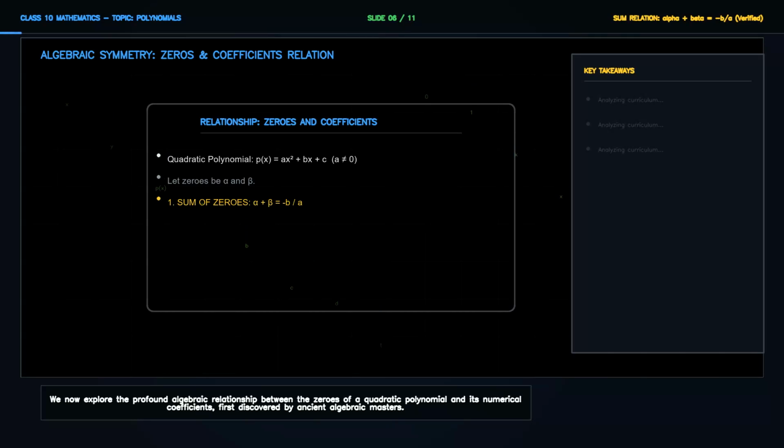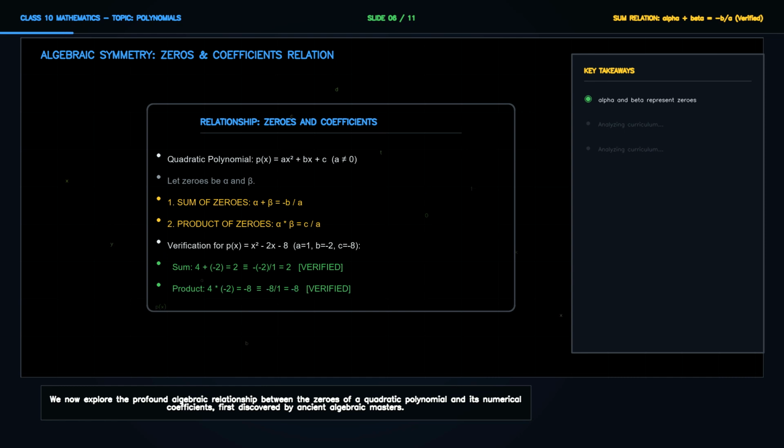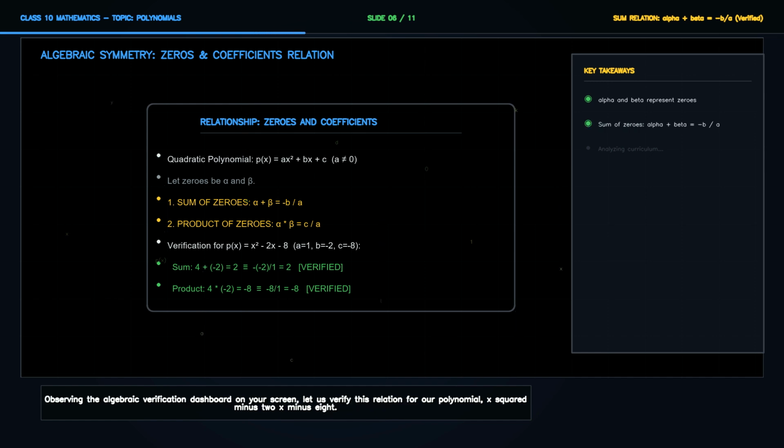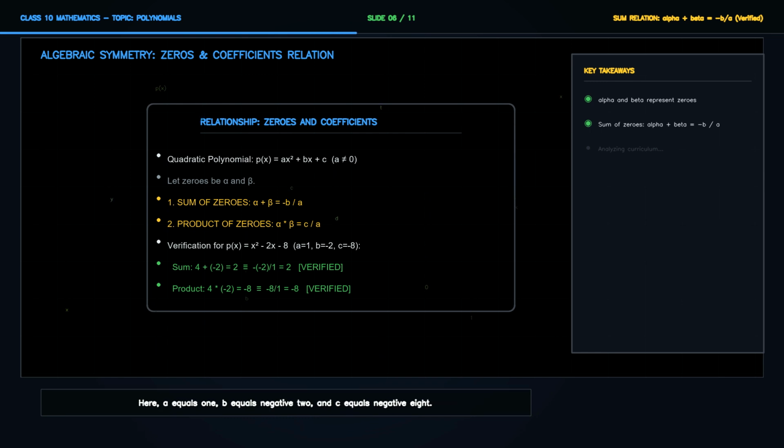We now explore the profound algebraic relationship between the zeros of a quadratic polynomial and its numerical coefficients, first discovered by ancient algebraic masters. Let us represent the two real zeros of the quadratic polynomial ax squared plus bx plus c as the Greek letters alpha and beta. The sum of these zeros, alpha plus beta, is always equal to the negative of the coefficient of x, divided by the coefficient of x squared, which is negative b over a.